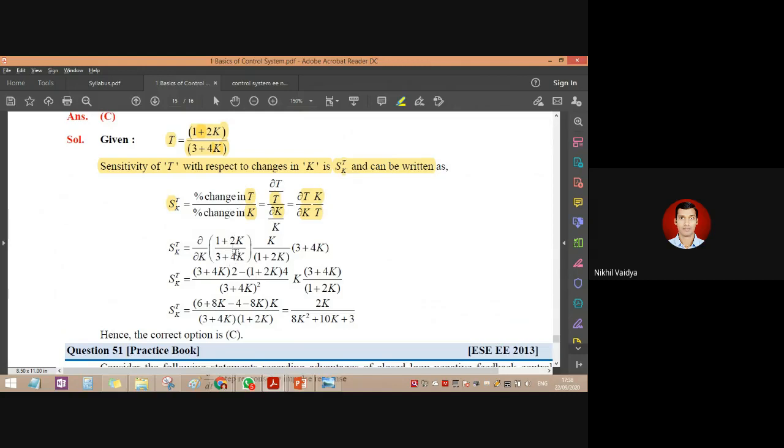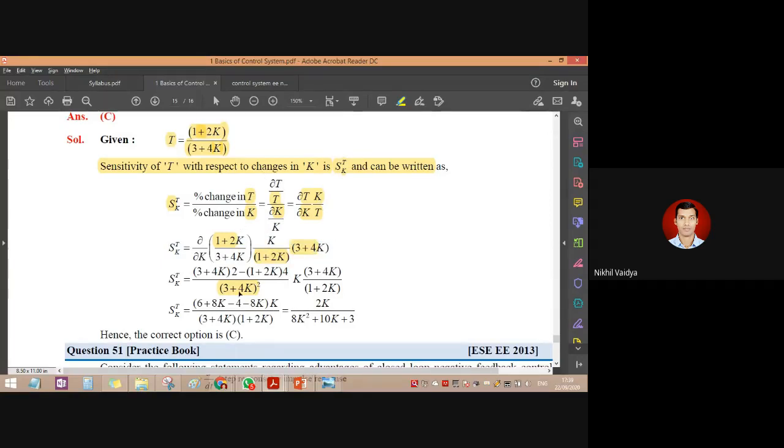while taking the derivative of a division, we take the numerator times the derivative of the denominator and the derivative of the numerator. With respect to K, the numerator's derivative will be 2. Then minus (1 plus 2K) into 4 upon the denominator whole square, into K upon T. And what is the T value? T is (1 plus 2K) upon (3 plus 4K), which is given here.